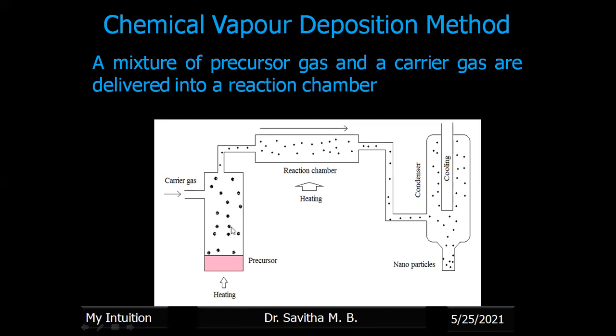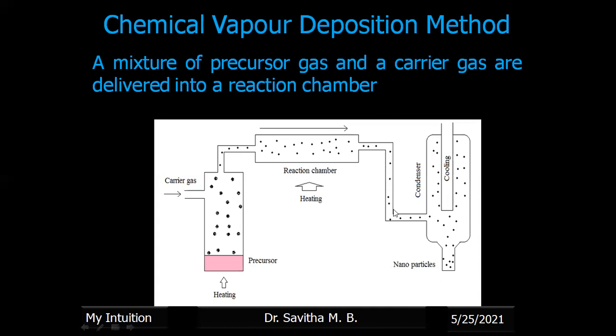Now when you go on heating, obviously it will get converted into the gaseous state. It is mixed with the carrier gas, both carrier gas and the precursor. Carrier gas is a gas which carries the nanomaterial into the reaction chamber. In some cases, it also takes part in the reaction. Now here in the reaction chamber, it mixes, and due to the very high temperature, the nanoparticle will be formed, and this nanoparticle will be in the gaseous state because the temperature is very high.